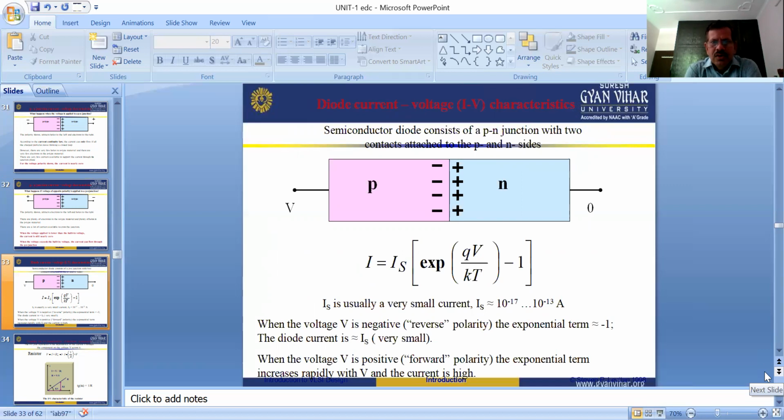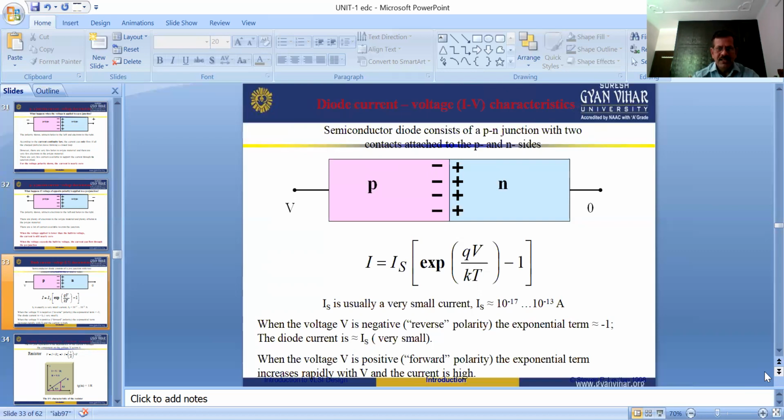Now you see here the diode current formula, which describes the current flowing in a diode. The diode current I equals Is e to the power qV upon kT minus 1. A semiconductor diode consists of a PN junction with two contacts attached to the p-side and n-side. Here, what are I, Is, k and T?